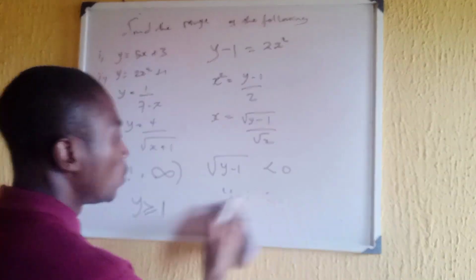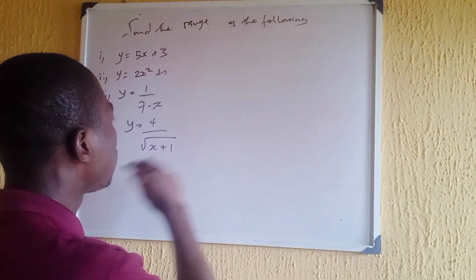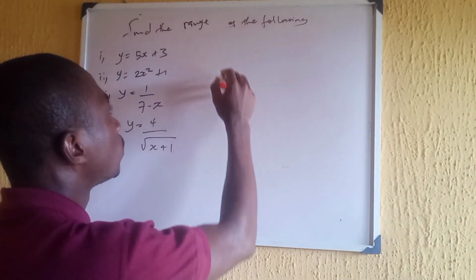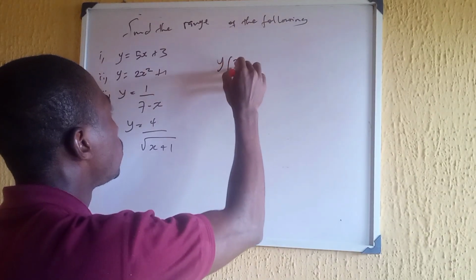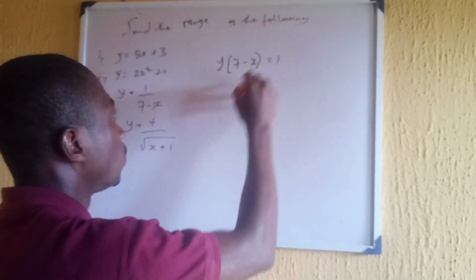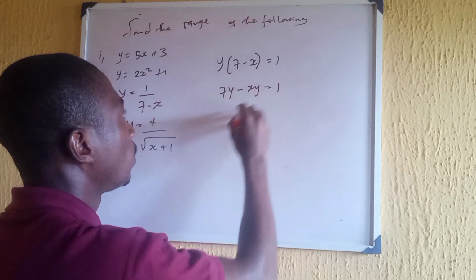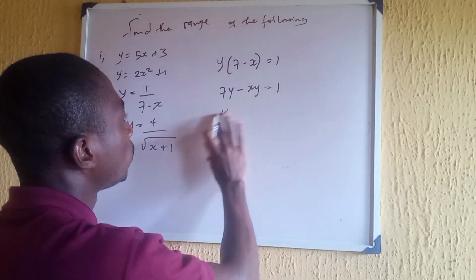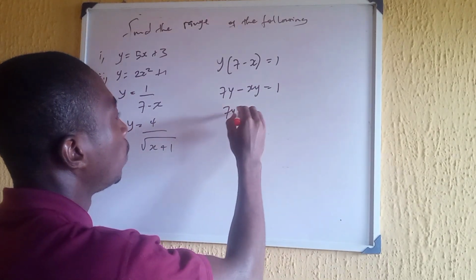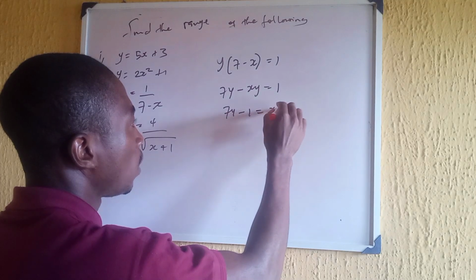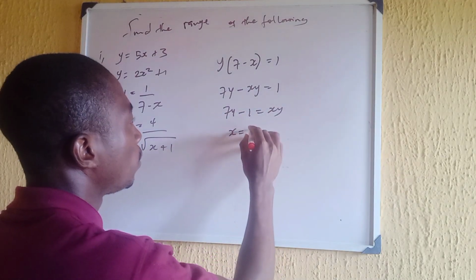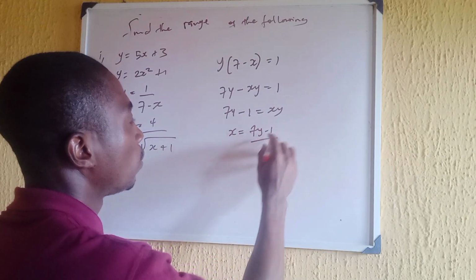Let's solve the third one. Let's make x the subject in the third one. We are having y times (7 minus x) equal to 1. 7y minus xy equal to 1. 7y minus 1 equal to xy. x is equal to (7y minus 1) over y.